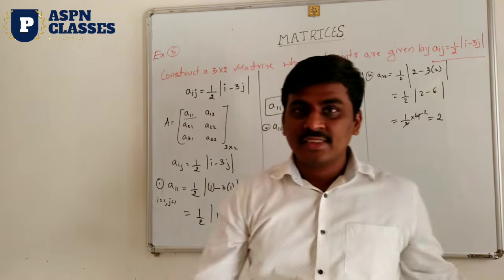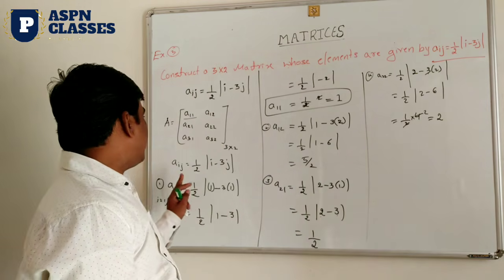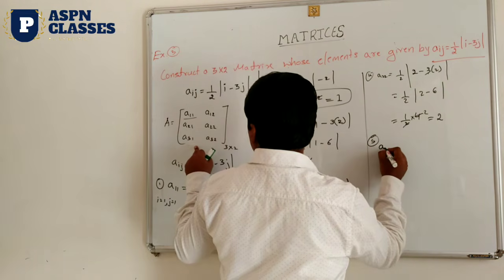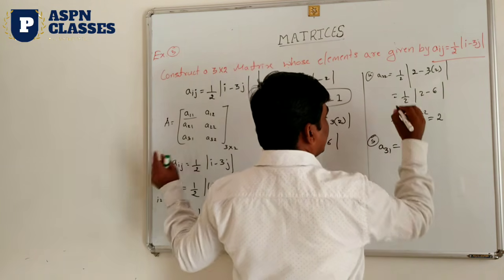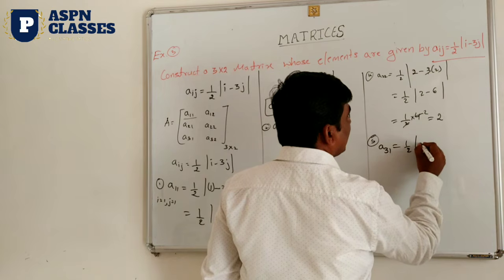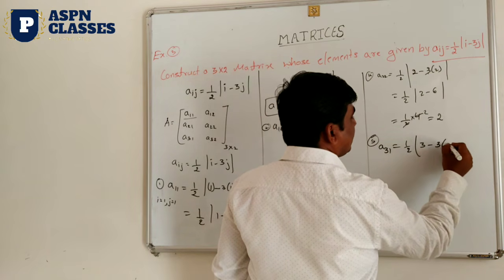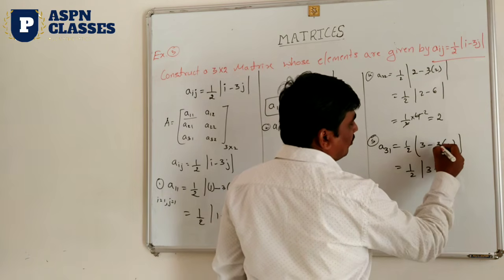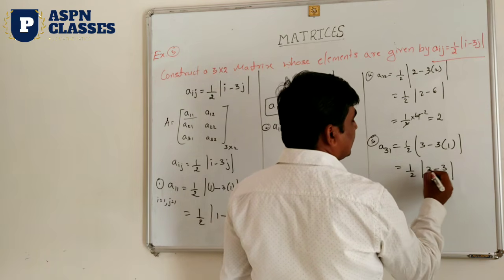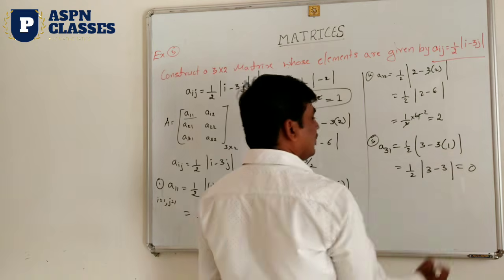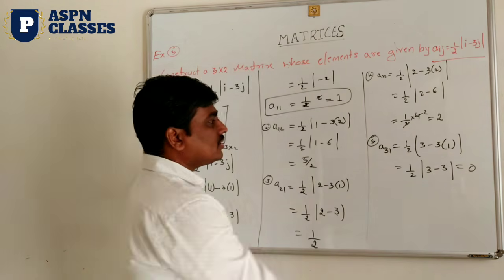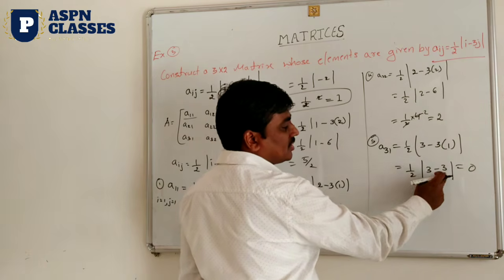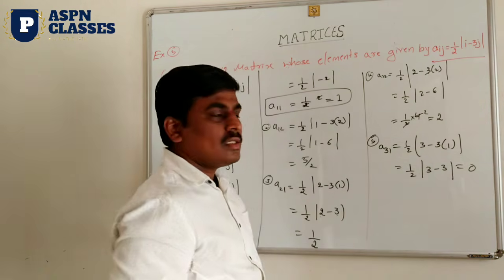Now I think all of you are getting this result and understand clearly. So next is the fifth one. For the fifth one you have to find A31. A31 means 1 by 2, i value is 3 and j value is 1. 1 by 2, 3 minus 3 into 1, which is again 3. So this result is 0. The answer will be 0 only, because 3 minus 3 is 0, and 0 multiplied with any number is 0 only.